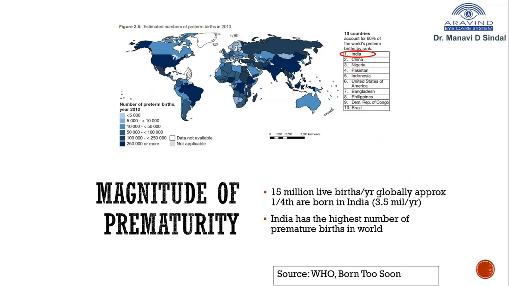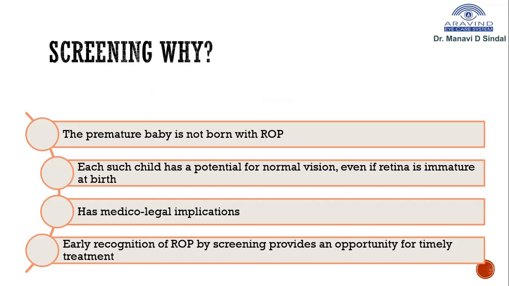We have to remember there are 15 million live births per year, out of which 1/4 are born in India, and India has the highest number of premature births in the world. So why do we need to screen babies? Every premature baby is not born with ROP and has the potential to develop a normal retina, and a potential to have normal vision. So it is important to screen to diagnose ROP.